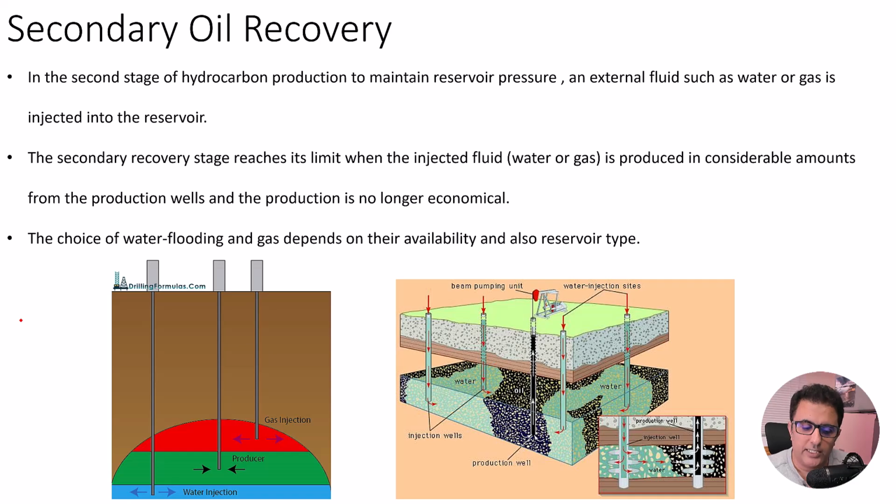What you see here is the schematic of the secondary oil recovery. As I mentioned before, at the top of the reservoir, we may have some gas cap through which we may inject some gas, or we may inject water to the aquifer below the reservoir. So here, the green zone is oil, the red zone is gas, and the blue is water.